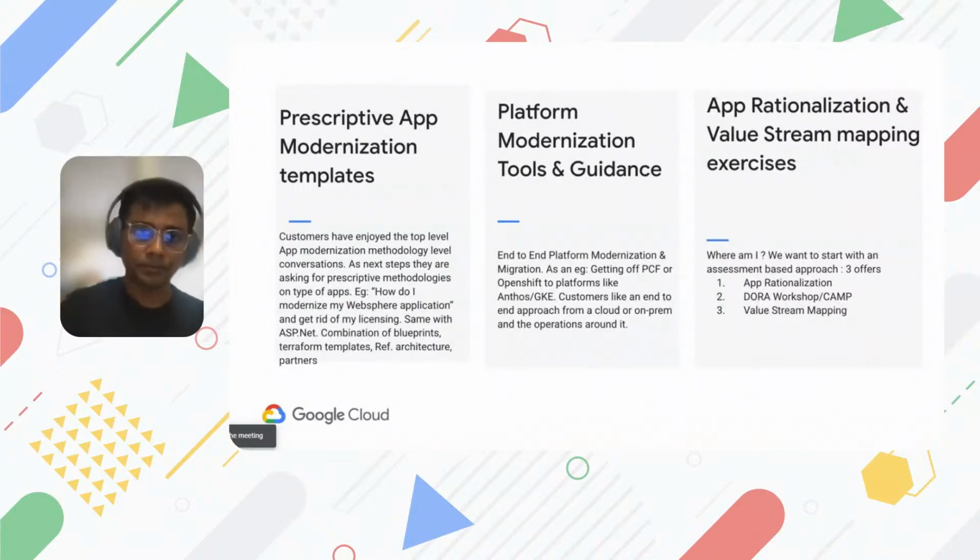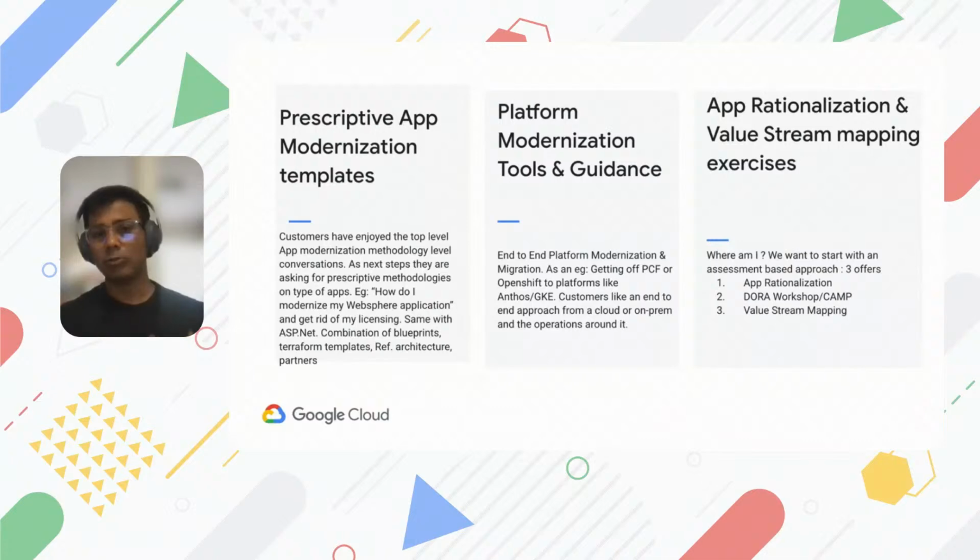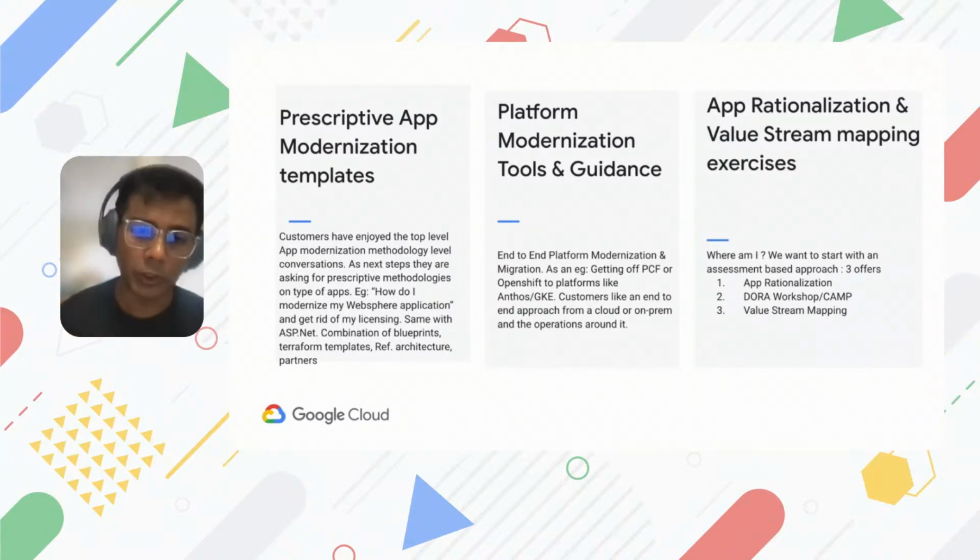What's in our roadmap? To begin with, all these solutions that we build, customers really enjoyed this top-level app modernization methodology. Now what they want as the next step, and what we'll be working on through the rest of the year, is more prescriptive methodologies. How do I take my WebSphere application inside the Java spectrum and get rid of my licensing? How about I go after my ASP.NET applications? So what they're asking for is more deep-level technical assets, which is what we're focusing and working on. And you'll start seeing that pretty soon in your hands.